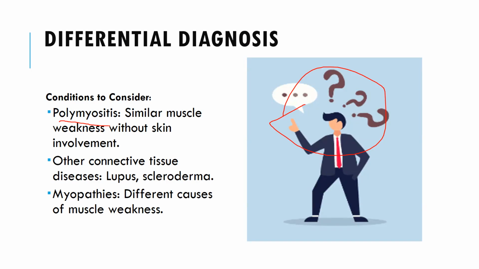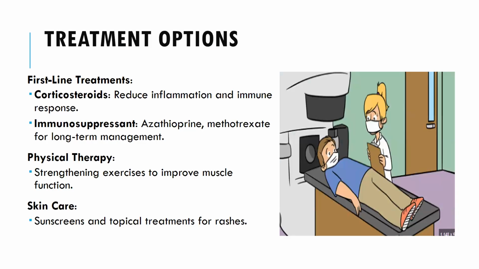So you also have to think about other connective tissue disorders that can overlap with dermatomyositis, including lupus, scleroderma, and other myopathies, depending on the case, like the inclusion body myopathies. You have to think about them.